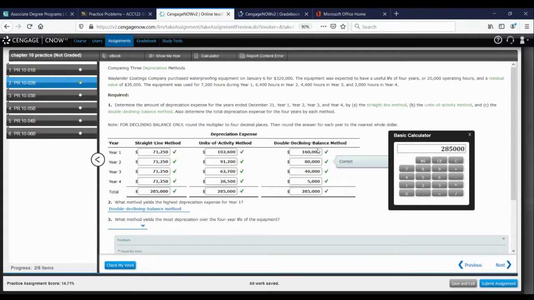But the double declining balance method, what you need to know in this chapter is that it's going to yield the highest amount of depreciation in the earlier years. So in year one, we'd have the highest amount of depreciation. In year two, we'll have a lower amount. And then in year three, we'll have lower than year two. In year four, we'll have lower than year three. What method yields the most depreciation over the life of the equipment? Well, notice all of these yield the same amount of accumulated depreciation. So that was kind of a trick question there. All three methods are what you would use here.